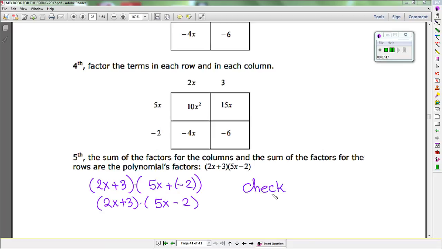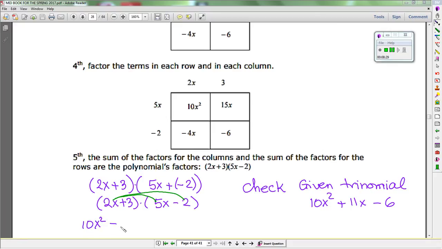Now why don't you check it? The whole point of checking is that you multiply it out, and it has to be the same as the given. The given trinomial, let me write it down, is 10x squared plus 11x minus 6. I'm going to check it by multiplying these two binomials. I distribute the first term of the first binomial with each term in my second binomial. So that will give me 10x squared minus 4x.